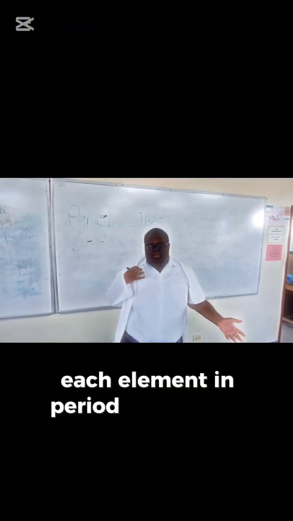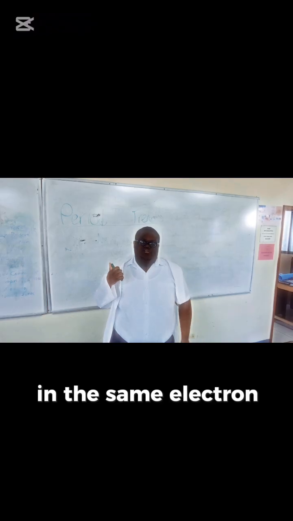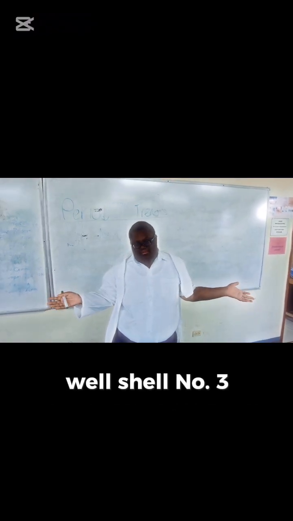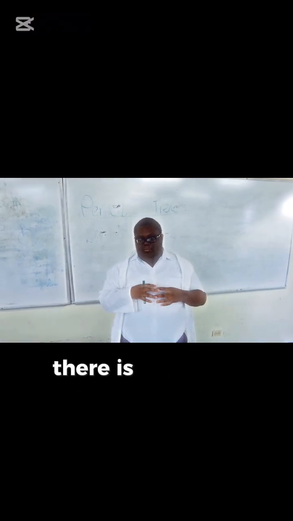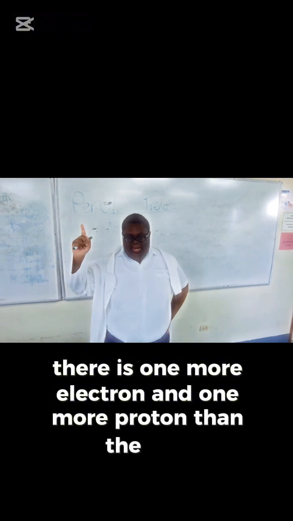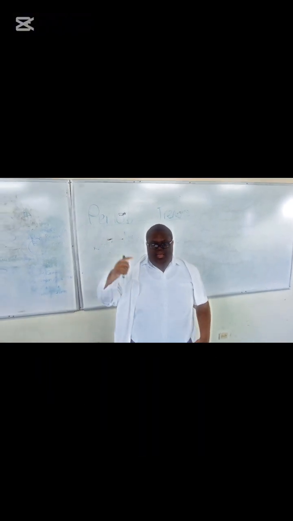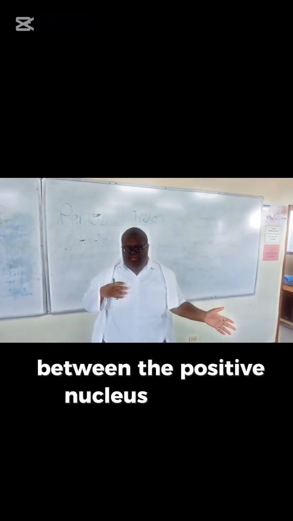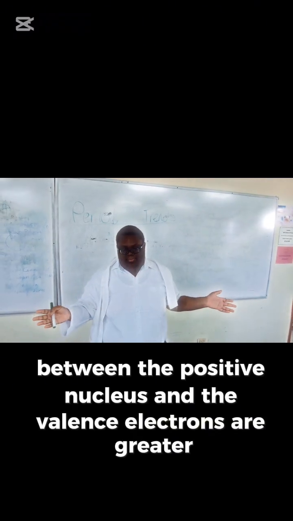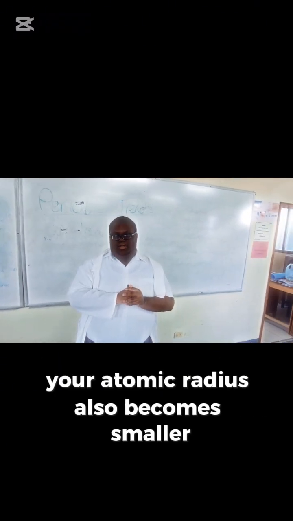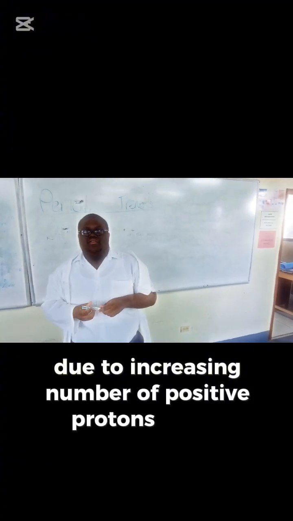Each element in Period 3 has a valence electron in the same electron shell, shell number 3. Moving along the period, there is one more electron and one more proton than the previous element. This is because there is a greater positive charge of the nucleus. The attraction between the positive nucleus and the valence electrons is greater. The atomic radii also become smaller due to the increasing number of positive protons in the nucleus.